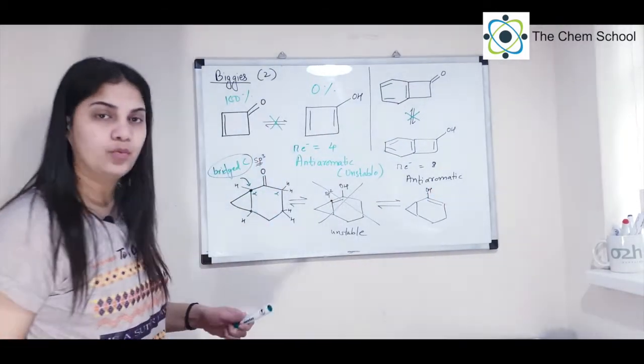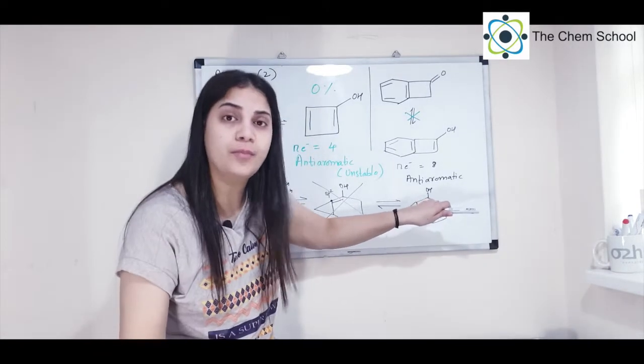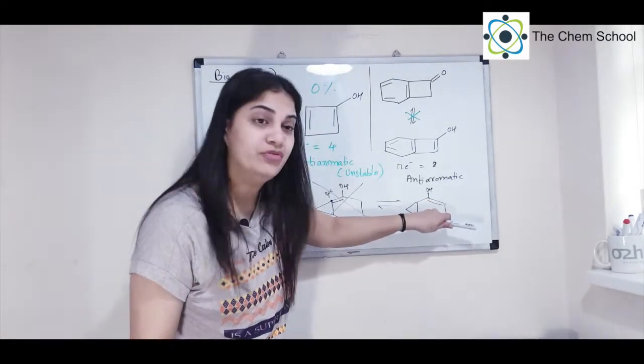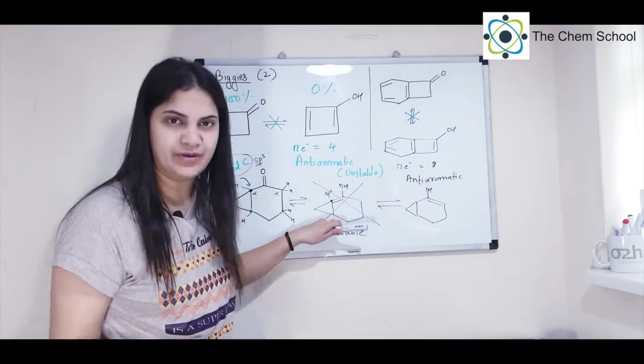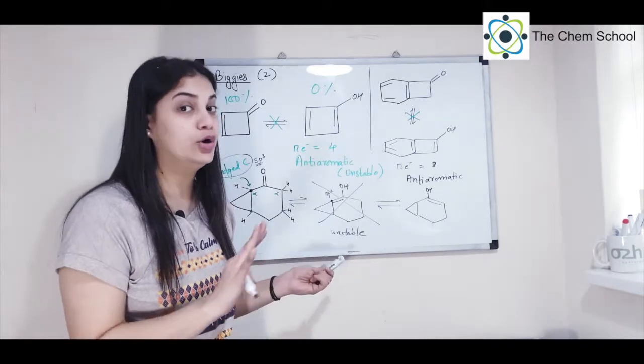Now it is fine. Why? Because it is not towards the bridge carbon. The double bond is almost on the opposite side. So this enol will be more stable than this enol. So whenever you have a comparison, just remember, towards the bridge carbon, no double bonds.